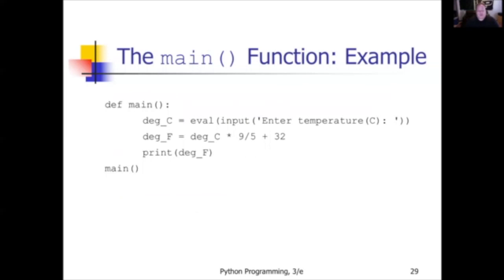Here's my example of my main function that does my temperature conversion. First define main, then evaluate the input from the user, that's the degrees in Celsius, run my math formula to convert it to Fahrenheit, and then finally print degrees Fahrenheit. Notice I've modified my variable names to be a little more specific. This is degrees Celsius, degrees Fahrenheit, and print degrees Fahrenheit. So when I run the main function, it executes all these statements.